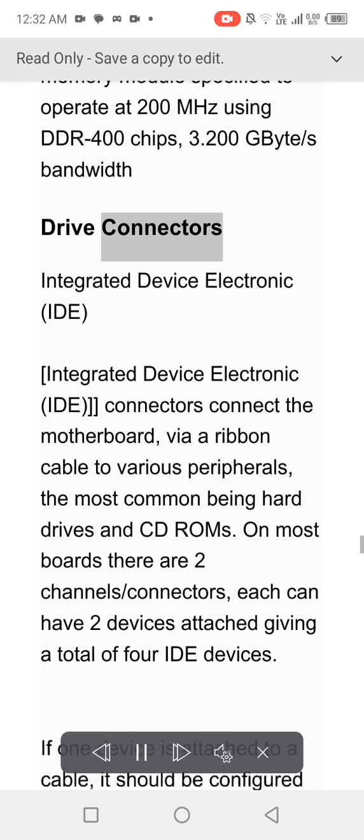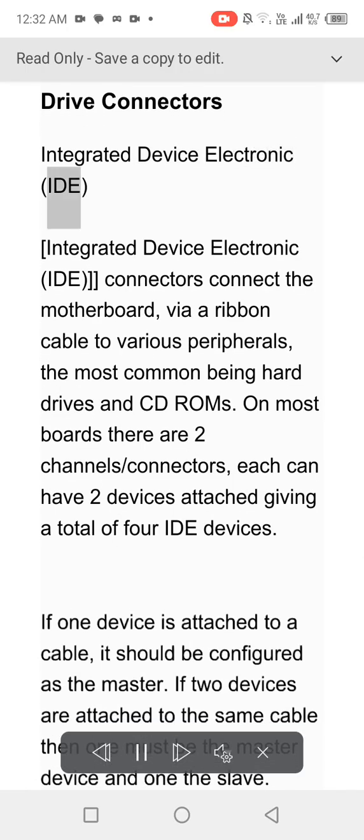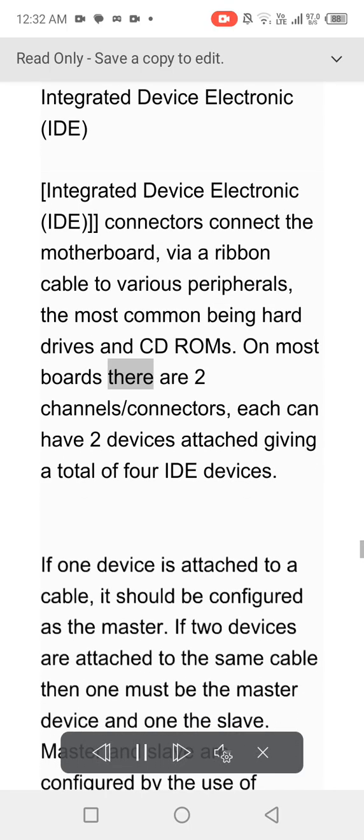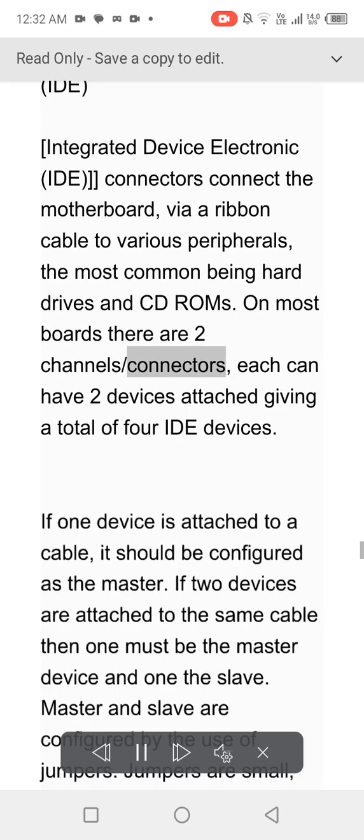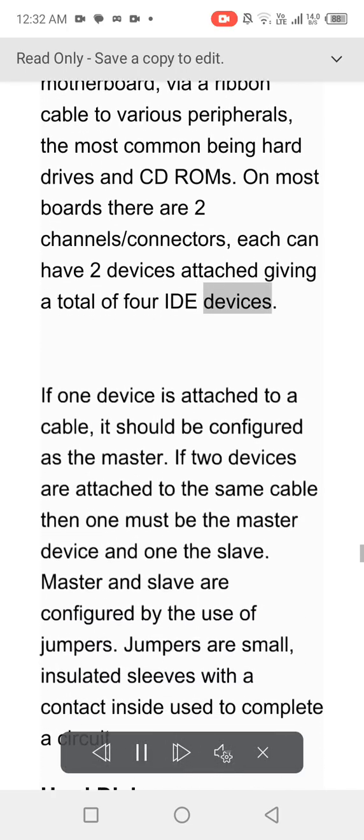Drive connectors. Integrated Device Electronics, IDE. IDE connectors connect the motherboard via a ribbon cable to various peripherals, the most common being hard drives and CD-ROMs. On most boards there are 2 channels/connectors. Each can have 2 devices attached, giving a total of 4 IDE devices.